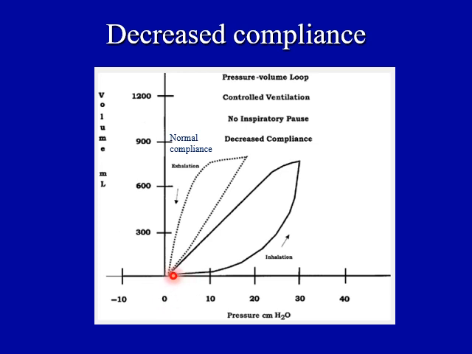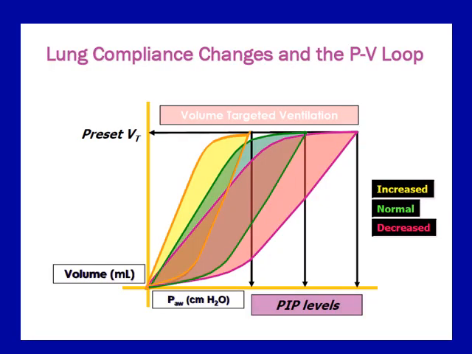So here you can see this dotted line is the normal loop. This indicates the normal compliance. So here this loop is shifted towards the right. This indicates there is decreased compliance of the lungs. So in this slide we can see the lung compliance changes and pressure volume loops. This green color indicates the normal pressure volume loop.